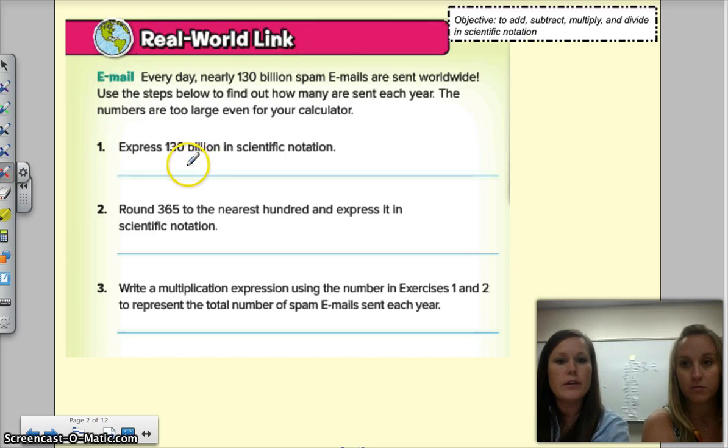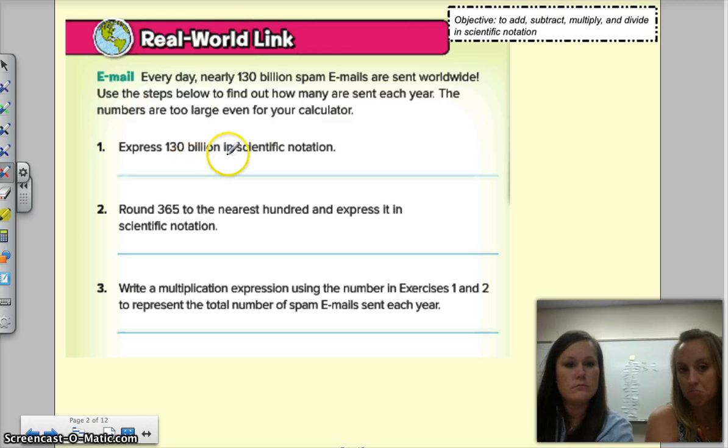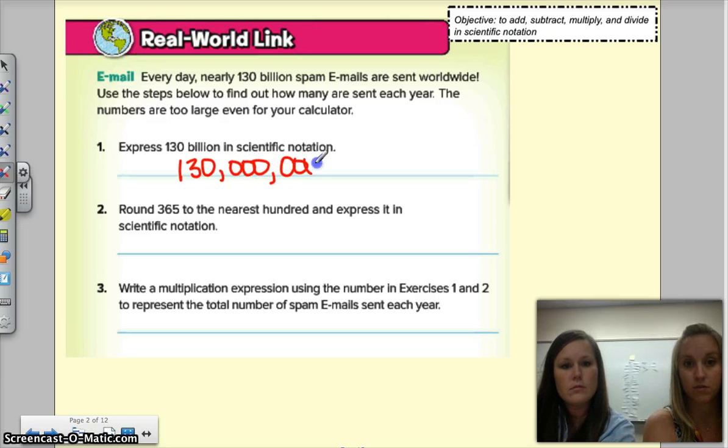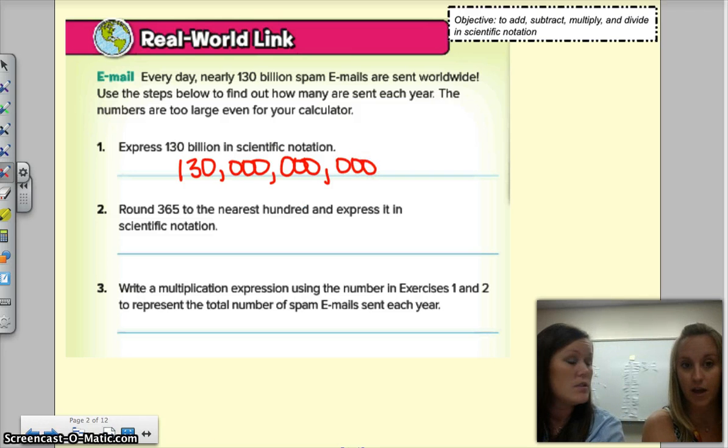Well, it's kind of hard to start this off when we haven't even talked about scientific notation quite yet. So I'd probably write it regularly first, also known as standard form. That's going to be 1,000, that's million, I've got to keep going. That's billion. Okay, that's a lot.